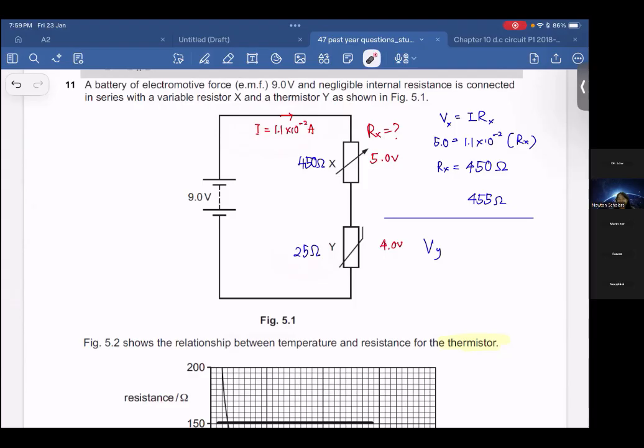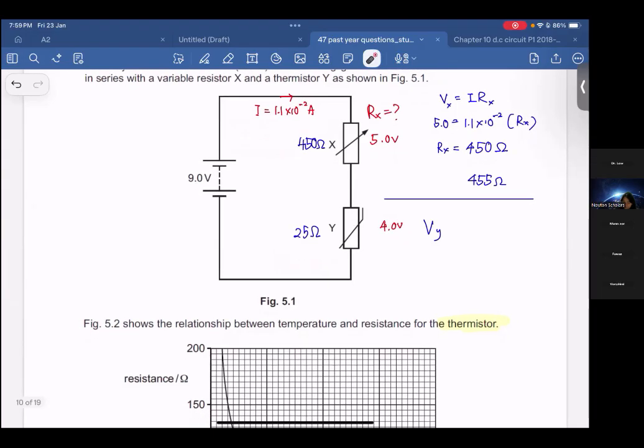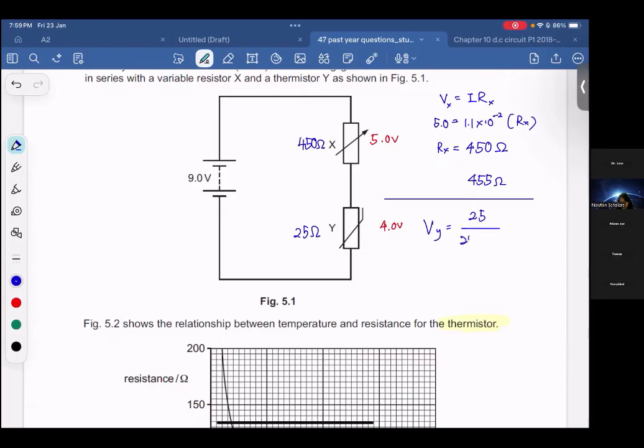Chonghan correct. Fawal, yes, correct. Fatima, no. Okay, dear, at here I erase this part, because this is just the circuit from before. Now we change the resistance, the current will be changed, so I cannot use the previous current. Can you see this one? 25 divided by 25 plus 450 times the total voltage 9. So your answer here should be 0.47 volt. Is that clear?